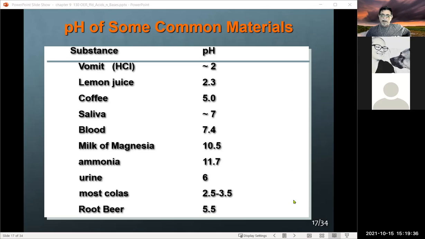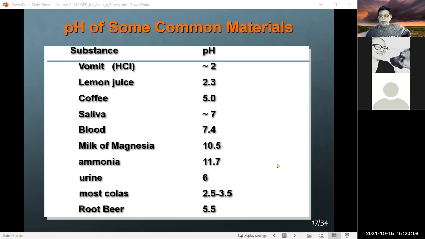Lemon juice, about 2.5. Coffee varies with the coffee you're drinking, about 5. Saliva, again, depends on what you're drinking and eating. Blood is pretty much set, about 7.4, a little bit of variation, but it's a very important pH. Just slightly above pH 7, or neutral. Milk of magnesia, it's alkaline, 10.5. That's why you drink it when you have acid reflux, because it's going to neutralize the acid in your stomach.